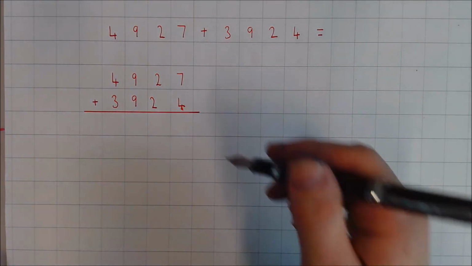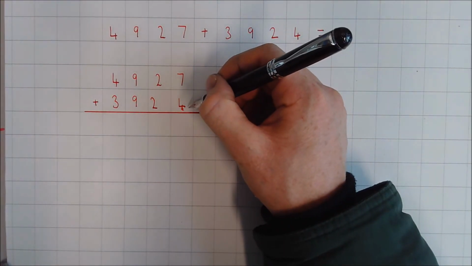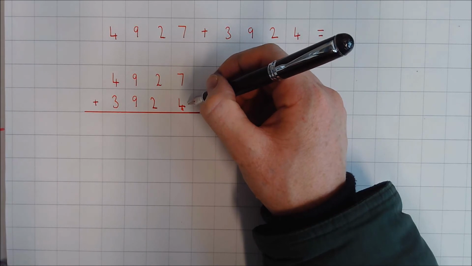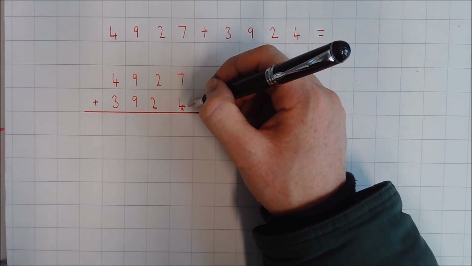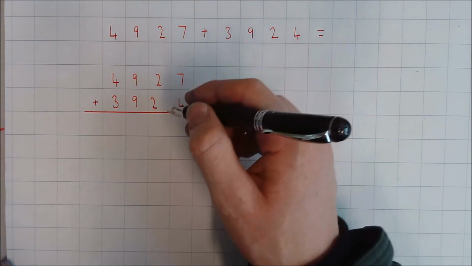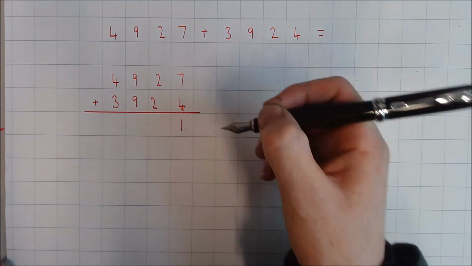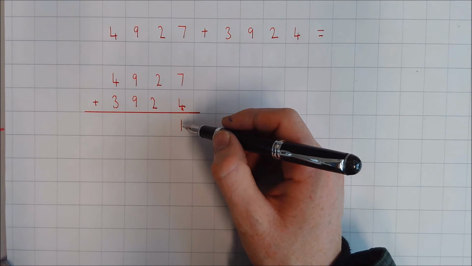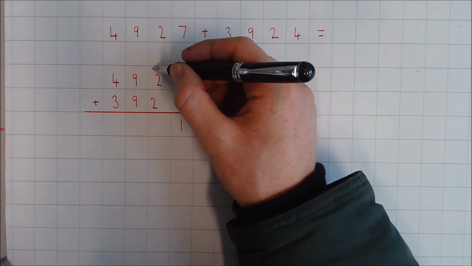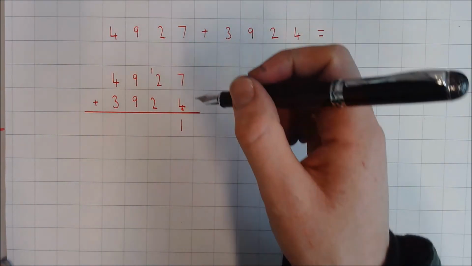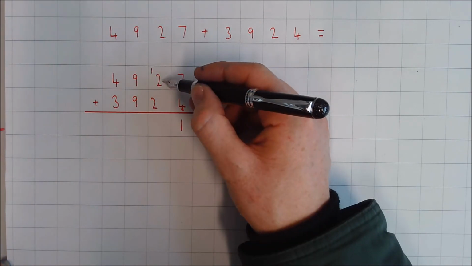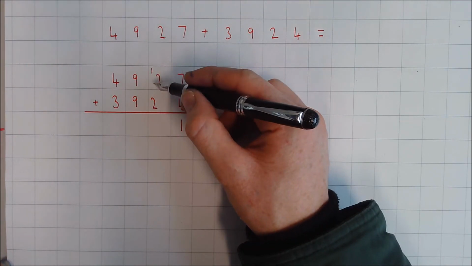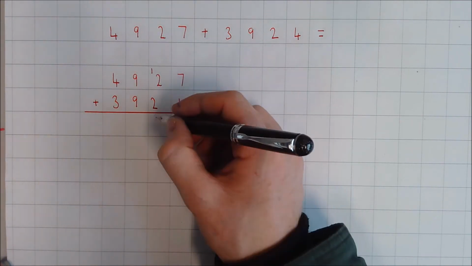So let's go through this then. 7 add 4 is, you can shout this out as you go along with me, 7 add 4 is 11. So that means we've got a 1 in our ones column, and then the 10 out of our 11 now goes into our tens column. So now we've got 2 tens, add 2 tens, which is 4 tens, add 1 ten is 5 tens.